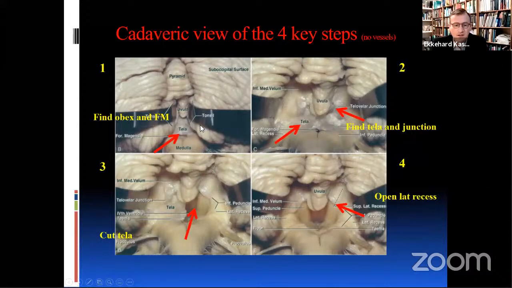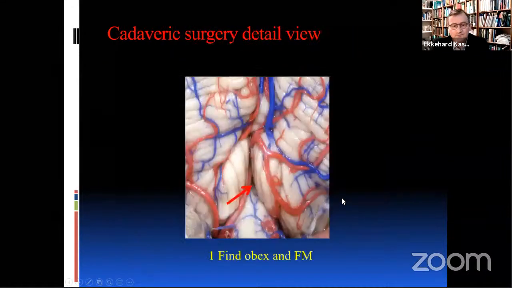This is how this looks in the cadaveric lab, again, without vessels. So you first find your obex in the midline. The tela is right above it. Step 2 is you find the tela and identify the uvula, and you want to have a 45-degree angle from the obex up and out. Then you cut your tela after you have carefully bipolared the vessels in it. There's nothing you can compromise from it. And the final step is if you need to go around the lateral recess, you can extend this laterally and out.